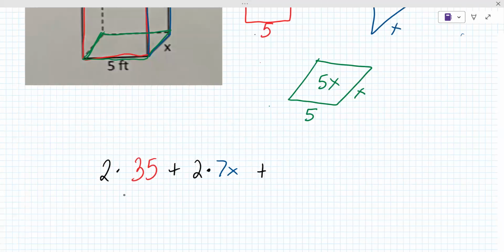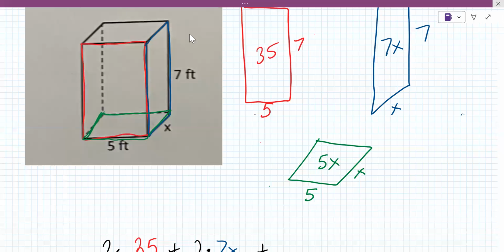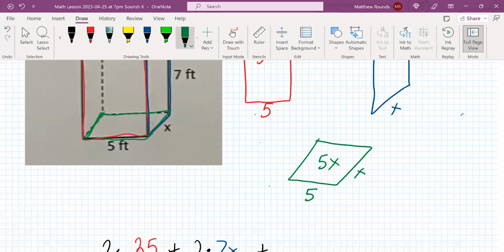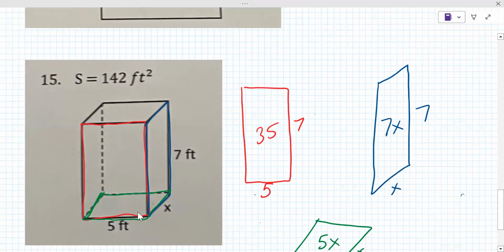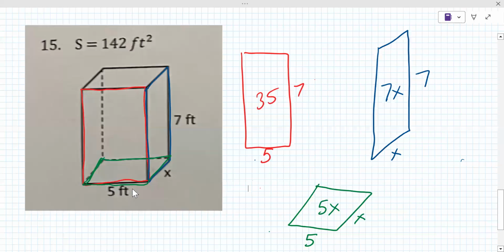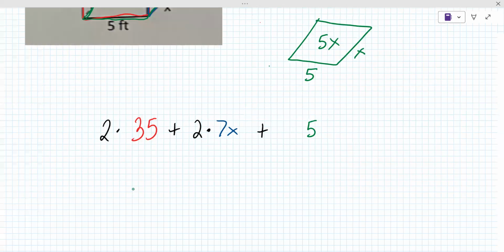All right, and then how many greens do you have? How many of these rectangles down on the bottom do you have? 2. Yes. So 2 times 5x.